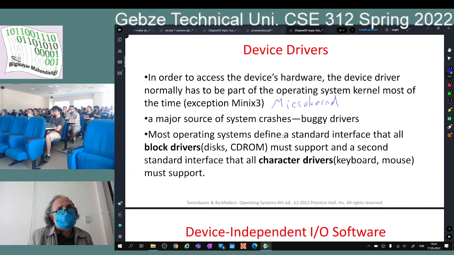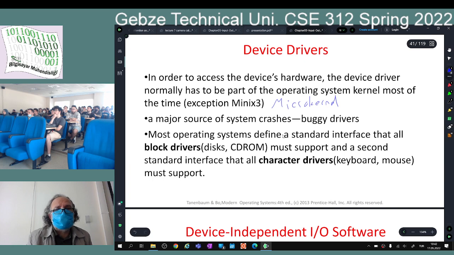So most operating systems say that if you are going to write a device driver for my operating system, you have to follow some rules. They list these rules for types of devices. For example, block drivers. Remember the block devices? They communicate with the rest of the system in terms of blocks. You give me 5 blocks of data, and it gives you 5 blocks of data, like the disks and CD-ROMs. And at the other end, we have the character drivers, like the mouse and keyboard, etc.